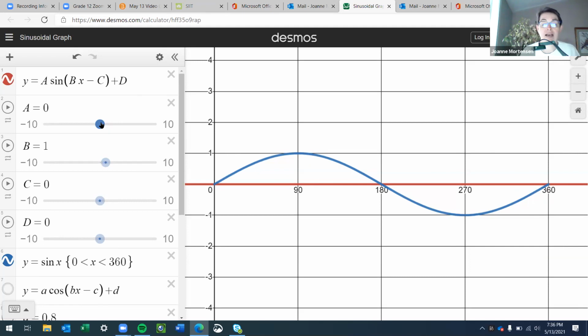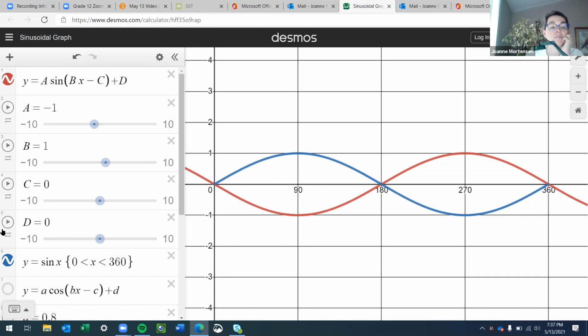Now what's going to happen? Well, look at that. If I make A equal to -1, my graph now goes downhill first and then uphill. So when A is negative, your graph is flipped, it's reversed. Remember, our sine normally goes up first and then goes down. So now we're messing with it. It goes down first and then up. It's kind of like flipped, as if there was a mirror right here along that midline.